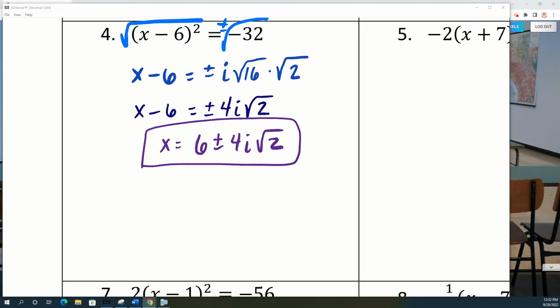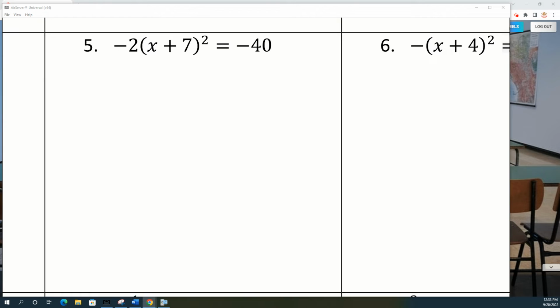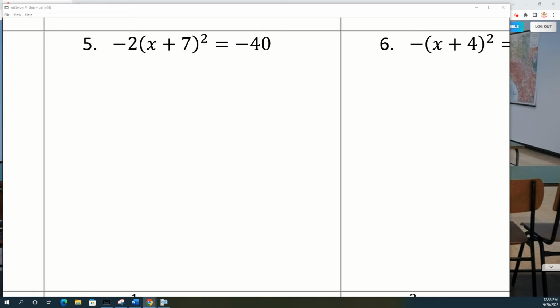Okay. The rest of these are pretty much the same thing. So let's look at number 5. What would you guys do first on number 5? Divide. So we're going to divide by that -2. And that's just going to cancel it out and leave you with the x plus 7 squared on the left. And then on the right, it's just going to be 20.